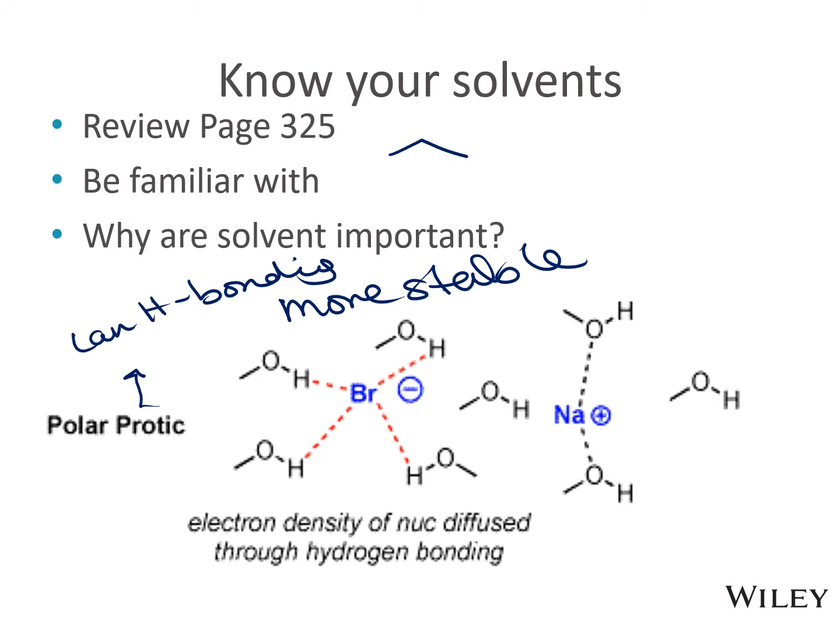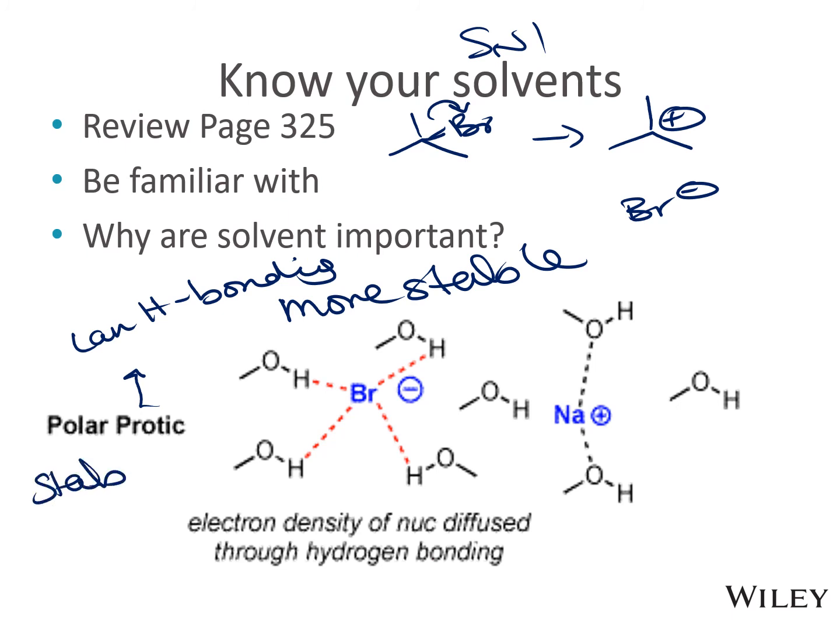So if I had a reaction like this, and the leaving group came off in my SN1, the polar protic solvent helps to stabilize that leaving group. Okay? And by stabilizing that leaving group, it makes it more likely or easier to leave.